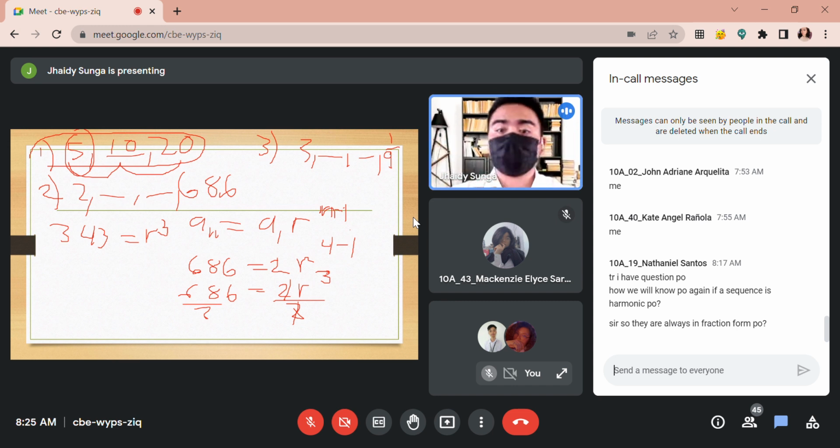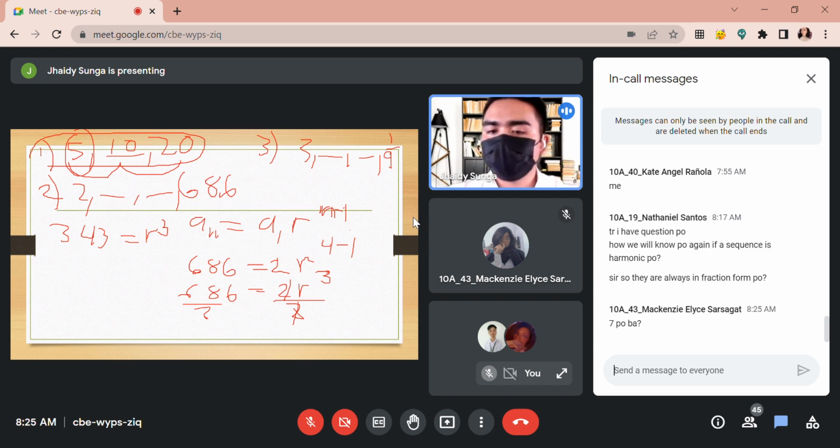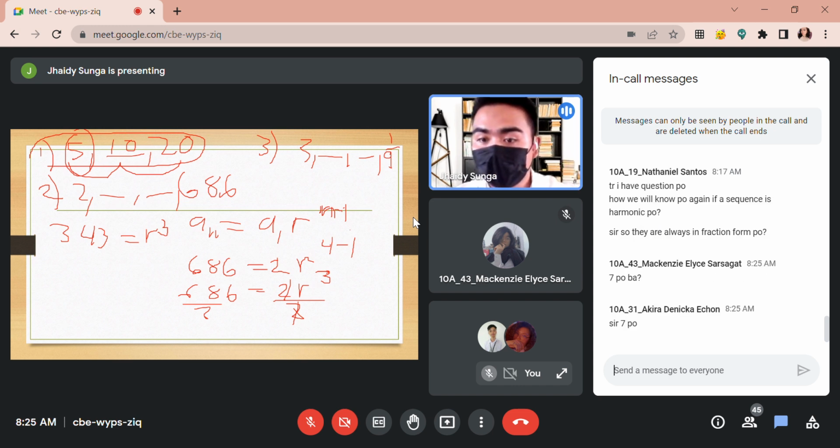We will be answering this one. I prepared this one for us to answer without using prior formulations. Okay, let's try. They said the cube root of 343 is 7. Alright, so we could say that the ratio of this sequence is 7. Alright, so let us try.